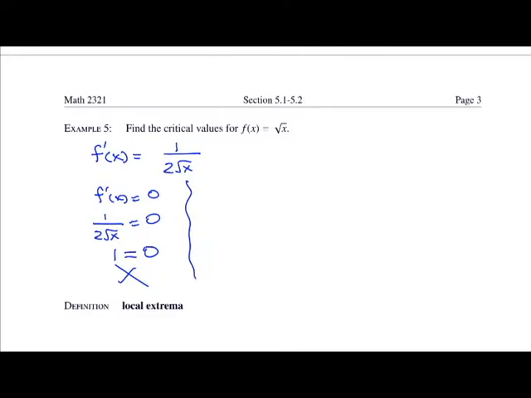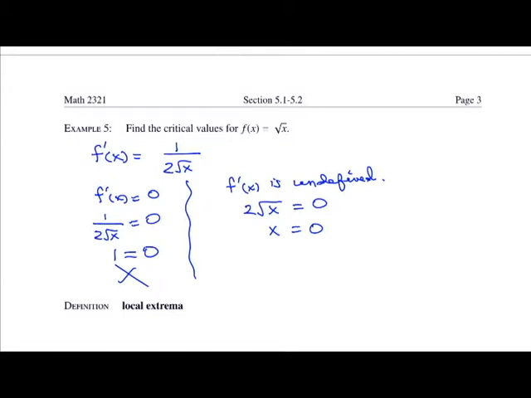The other side of this would be to find where f prime of x is undefined. To find where a fraction like this is undefined, you're going to take the denominator and set it equal to 0. If 2 square root of x is equal to 0, what value of x makes this true? Yeah, it's just 0. Divide by 2, square both sides, and you get 0.